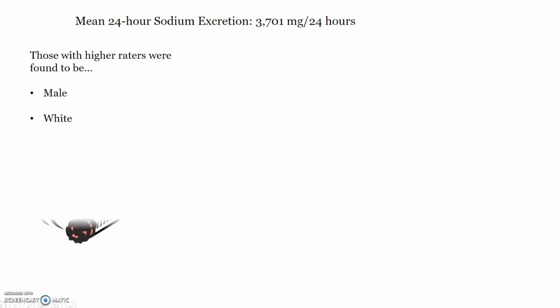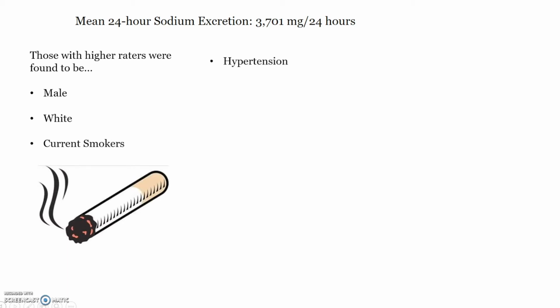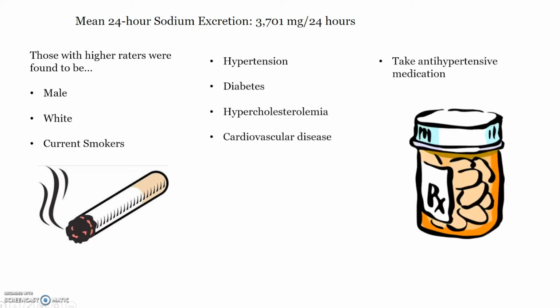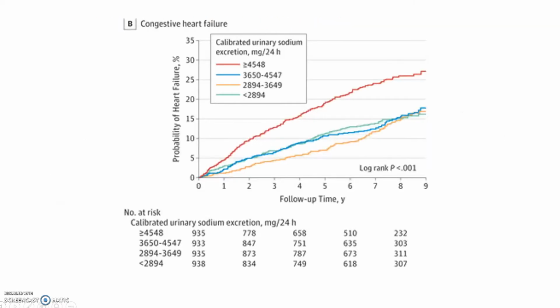The study found that the mean 24-hour sodium excretion rate was 3,701 milligrams per 24 hours. Participants with higher levels were more likely to be male, white, current smokers, report a history of hypertension, diabetes, hypercholesterolemia, and cardiovascular disease, as well as having a history of taking antihypertensive medications. Those in the highest quartile of calibrated urinary sodium excretion were at an increased risk for composite cardiovascular disease, congestive heart failure, myocardial infarction, and stroke when compared with the lowest quartile of calibrated urinary sodium excretion.